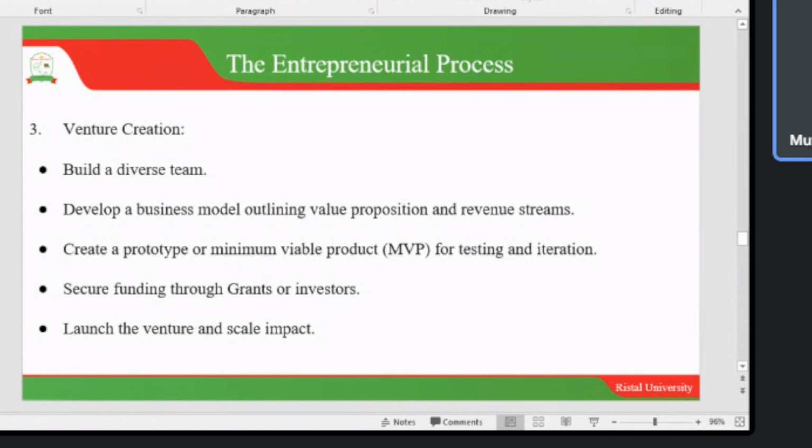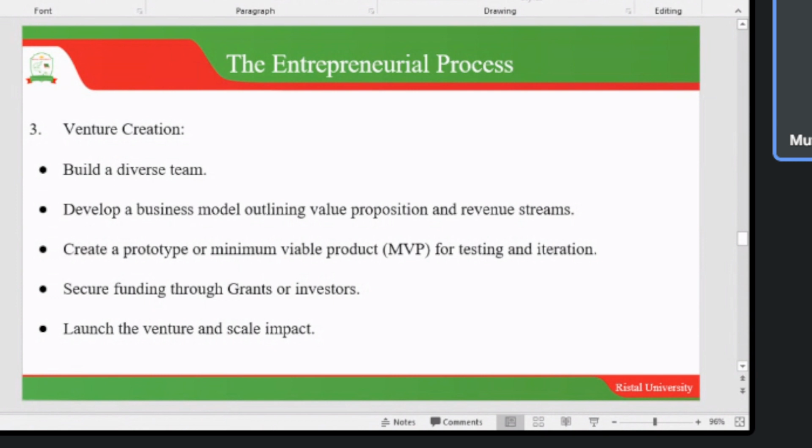Then after you have developed a business model which outlines the value proposition and revenue streams, where the revenue streams are those different ways in which you're going to generate your revenue when you have put in place this entrepreneurial venture. It could include whether you're going to get it from subscription to your application, if it is maybe a telehealth app, is it going to be from consultation fees?